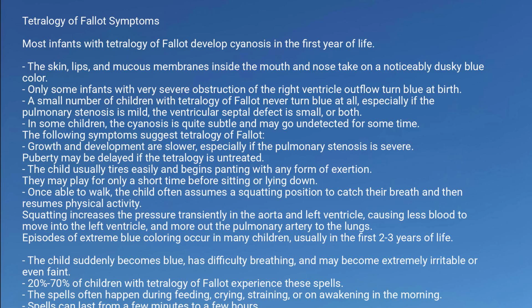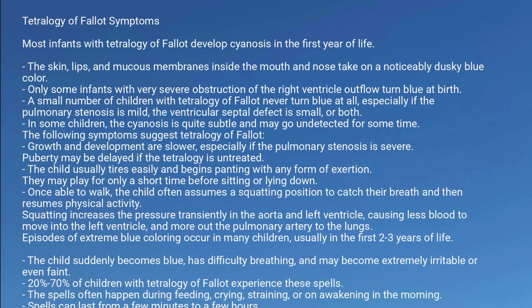Tetralogy of Fallot symptoms. Most infants with Tetralogy of Fallot develop cyanosis in the first year of life. The skin, lips, and mucous membranes inside the mouth and nose take on a noticeably dusky blue color. Only some infants with very severe obstruction of the right ventricle outflow turn blue at birth. A small number of children with Tetralogy of Fallot never turn blue at all, especially if the pulmonary stenosis is mild, the ventricular septal defect is small, or both. In some children, the cyanosis is quite subtle and may go undetected for some time.